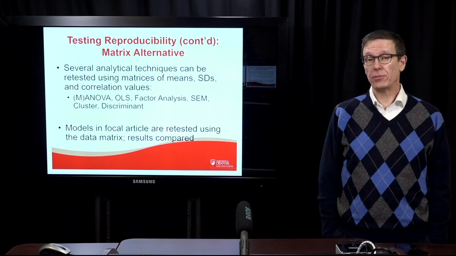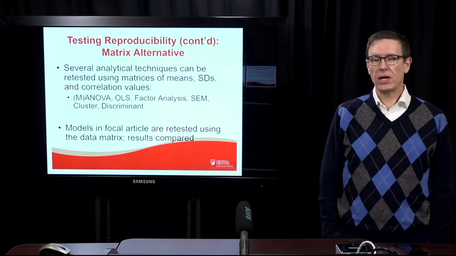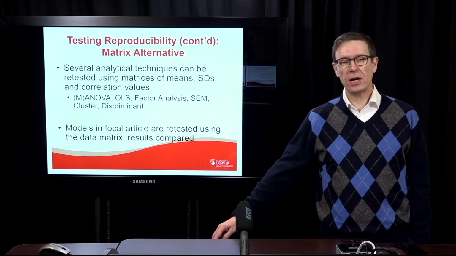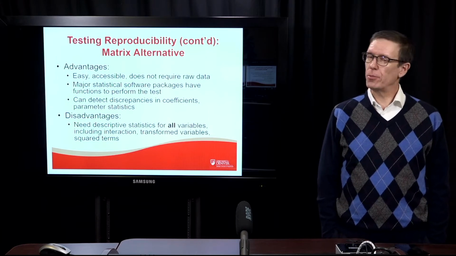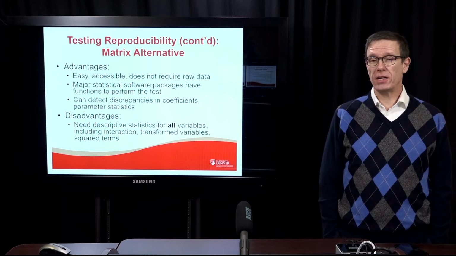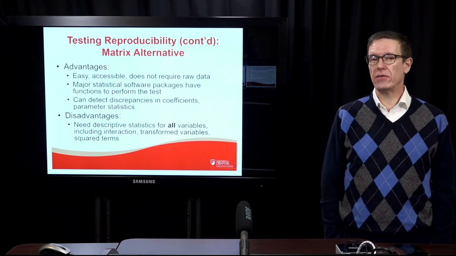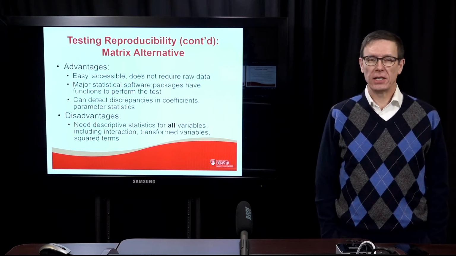So a wide variety of our more popular statistical tests can be retested using this matrix approach. And again, simply what we do is rerun the models of the focal article using the data matrix and then compare the results and see how close they come up. The advantages and disadvantages of this approach are important to know. First of all, it's easy and accessible and doesn't require raw data. You can find an article, find its correlation matrix, get its means and standard deviations, enter that into the program, and presto, you're ready to go.